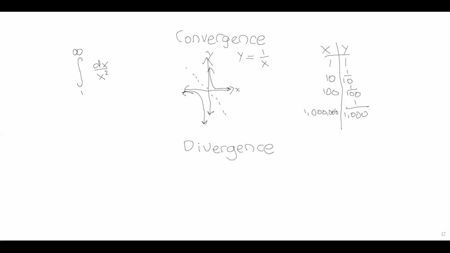So we have a million, and the y value to go along with that would be 1 over a million. We can tell that as x gets larger and larger, y is going to get smaller and smaller. Theoretically, if x were to reach infinity, y would have to reach 0. So this one definitely converges because we do approach the value of 0.